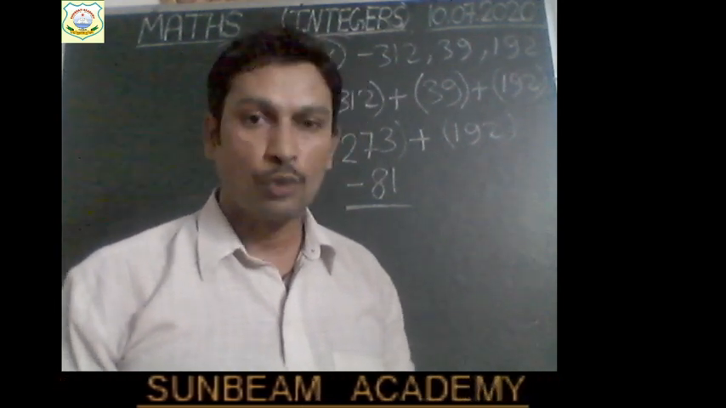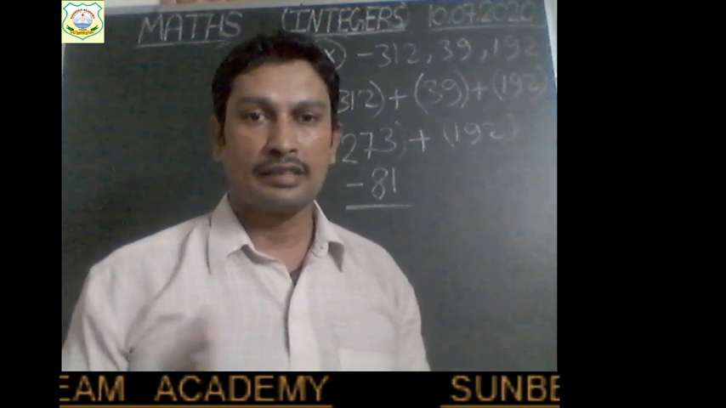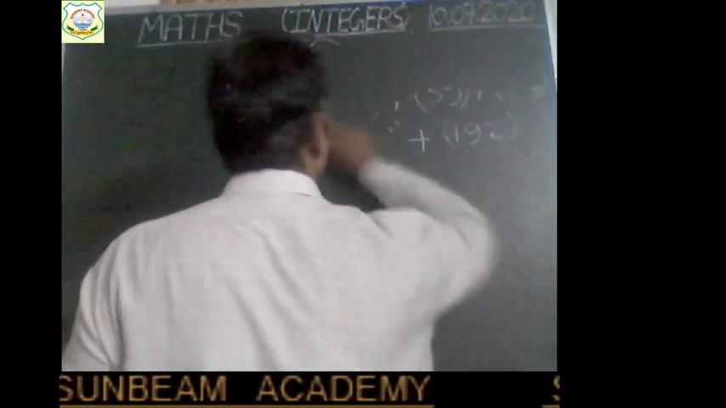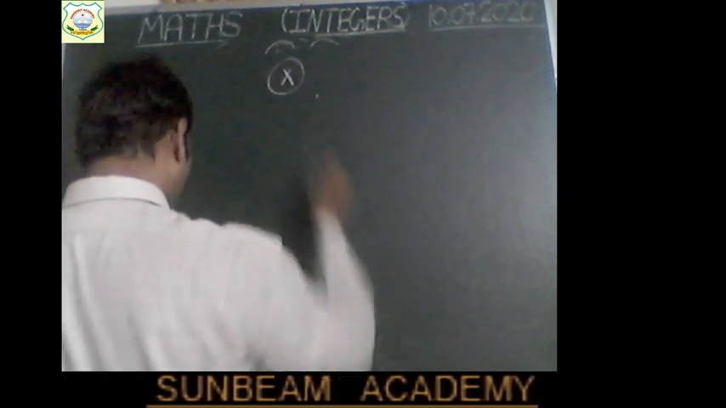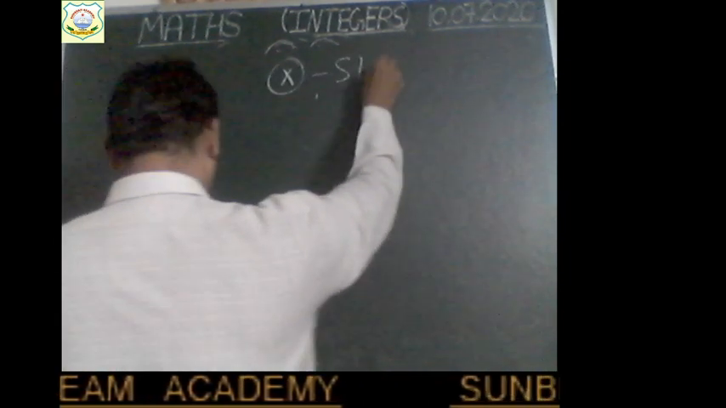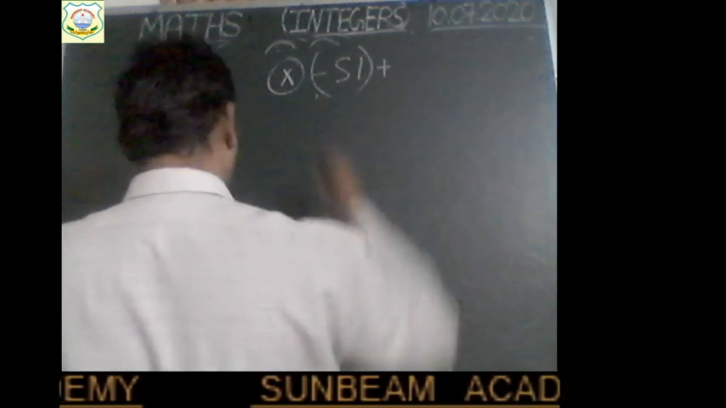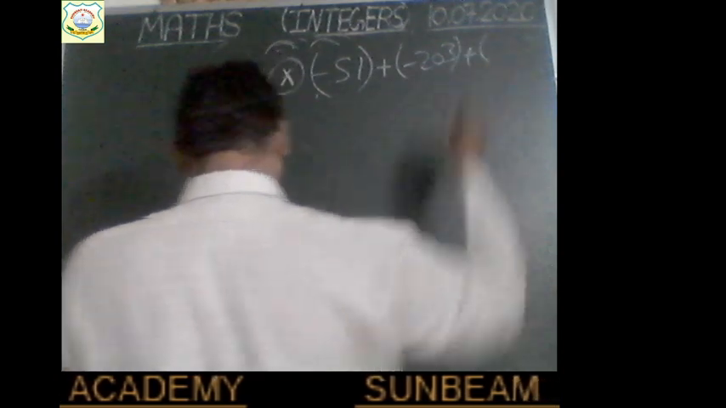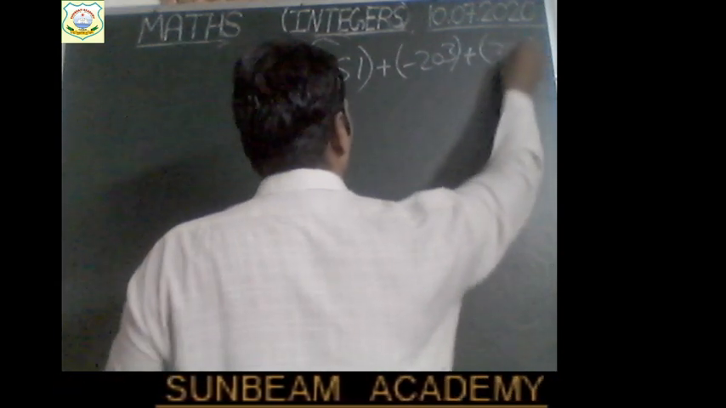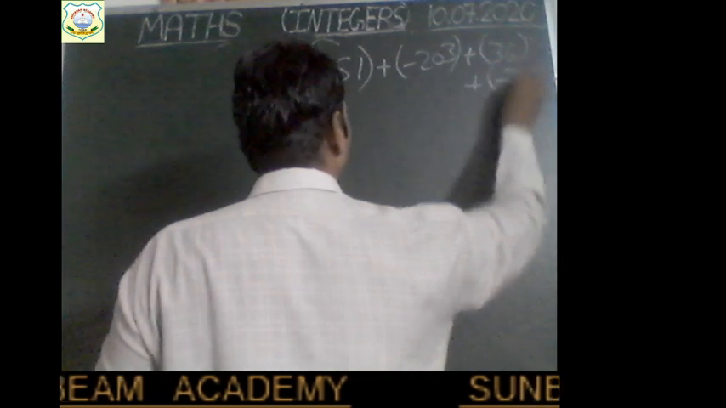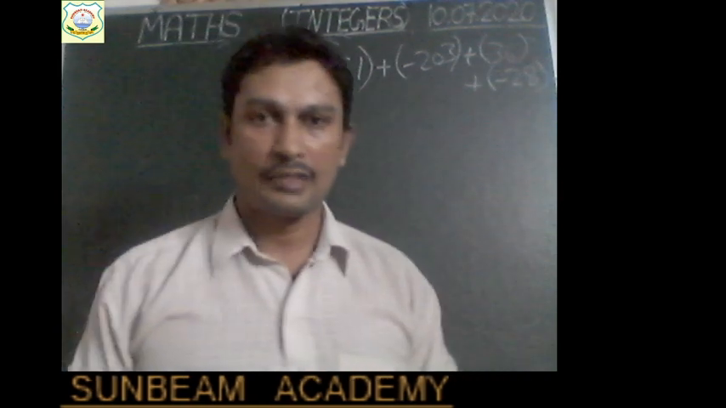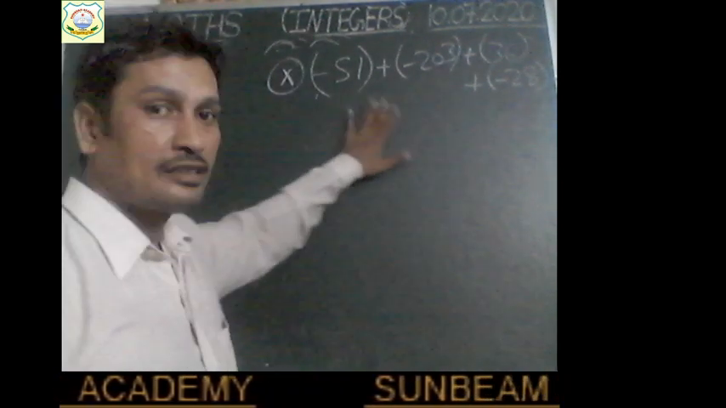Let me solve one more part of this question. After that, I think you can solve this question by yourself. So 10th part. Let us see the 10th part of the question. Minus 51 plus, use bracket, minus 203 plus 36 and plus minus 28. This is the 10th part of the question, right? So we have to add these numbers.